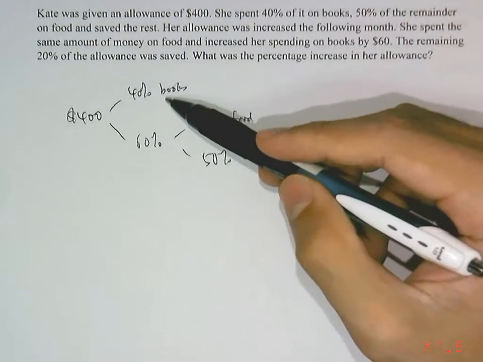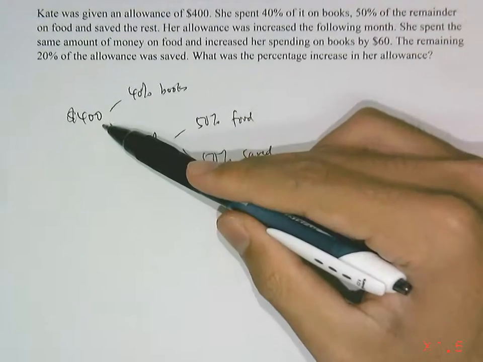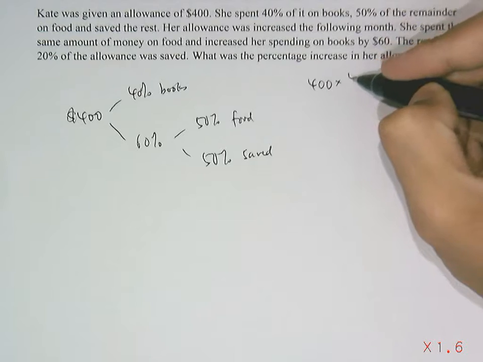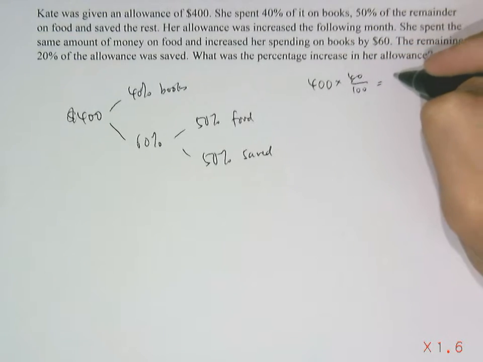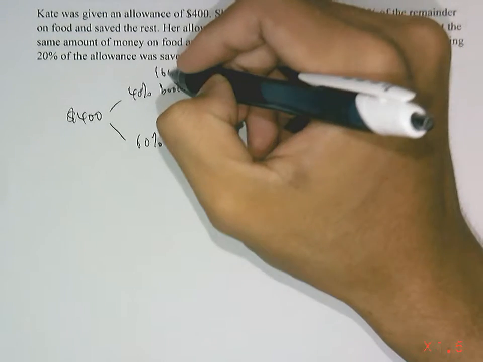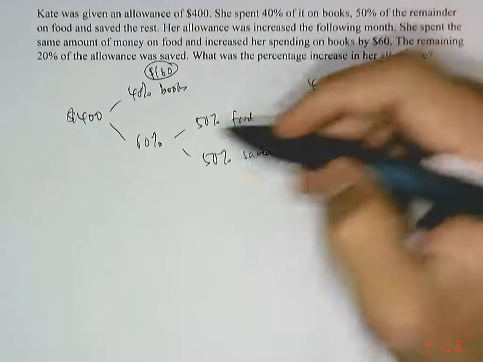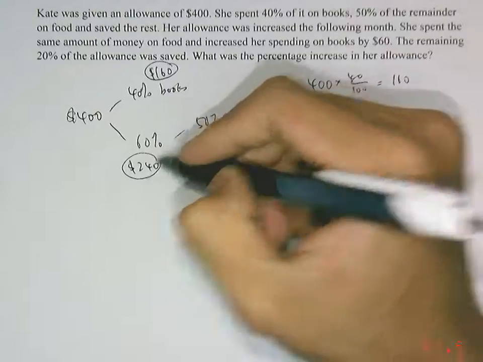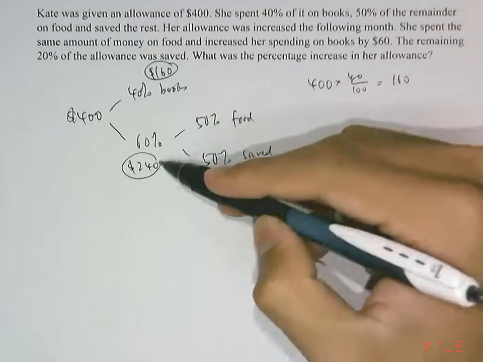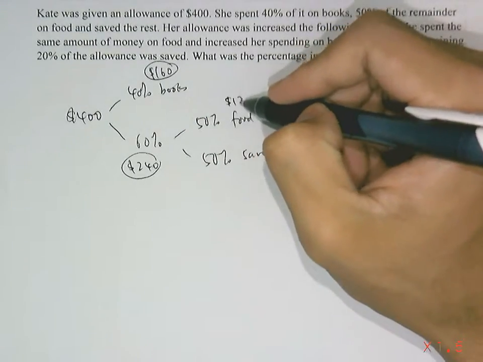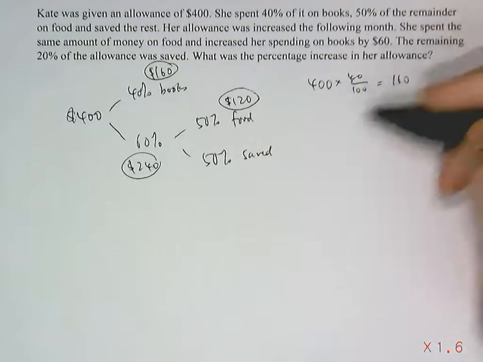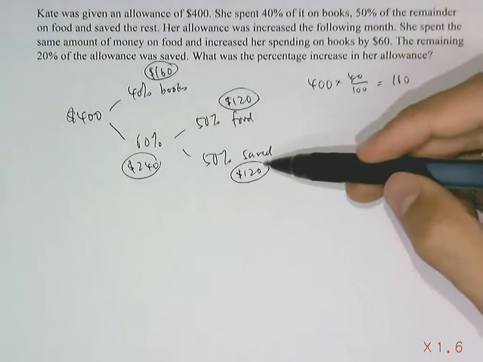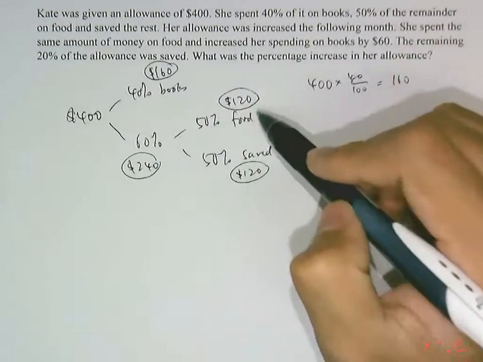So we can first find out how much money was spent on the books. 40% of 400. If we just calculate that times 40%, that will give us $160 spent on the books. Subtracting off from 400, we're going to have $240 remaining. Out of there, half of it was spent on food, so that will be $120 spent on food, and we would have $120 saved.